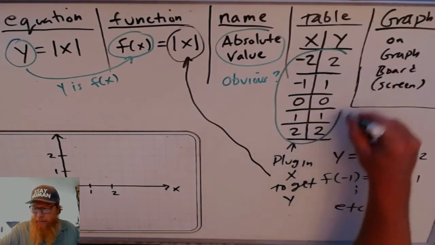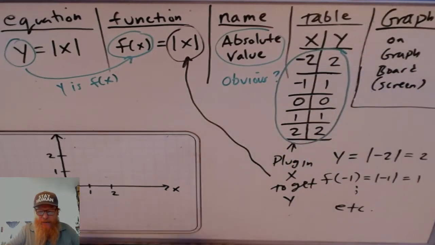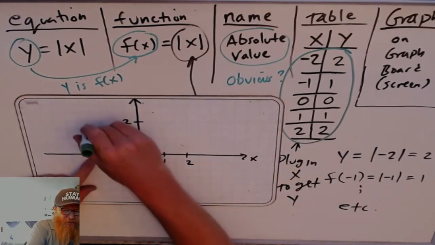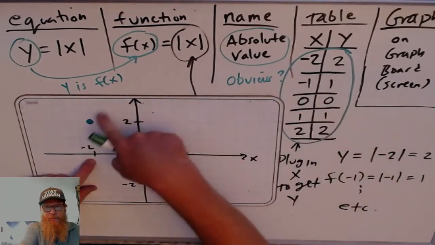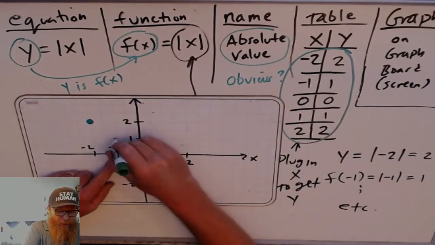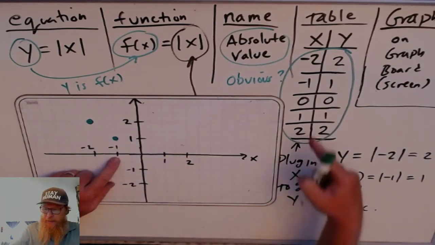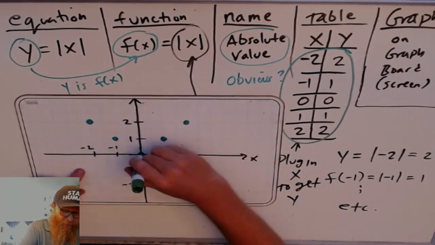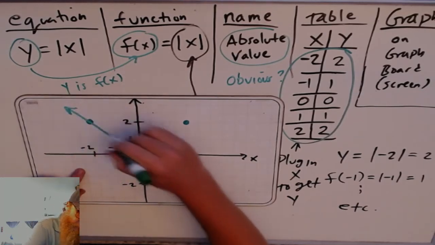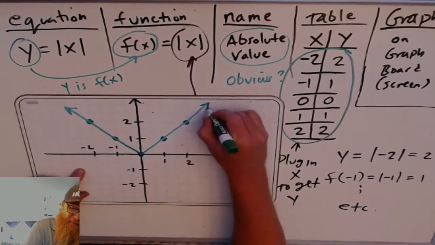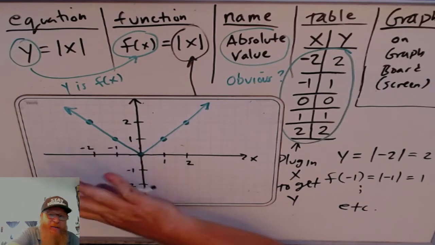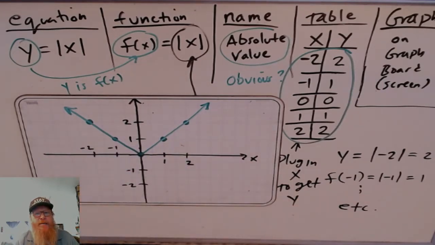All right, take this table of values and on the graphing board or on the screen, draw this graph. So I've got -2 and +2. That's up here, quadrant 2. -1, +1. 0, 0. 1, 1, and 2, 2. It should look like the letter V. Very sharp, not curvy and smooth. It's very sharp like the letter V.